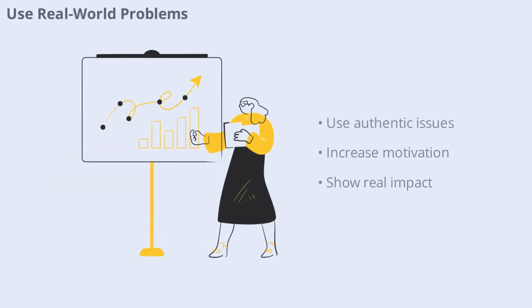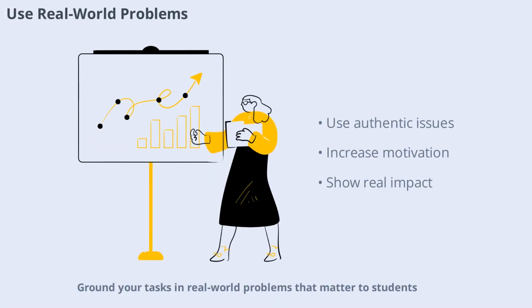Ground your tasks in real-world problems that matter to students. Whether it's environmental issues, community challenges, or global events, connecting learning to authentic problems increases motivation and relevance. Students are more likely to engage deeply when they see the impact of their work beyond the classroom.